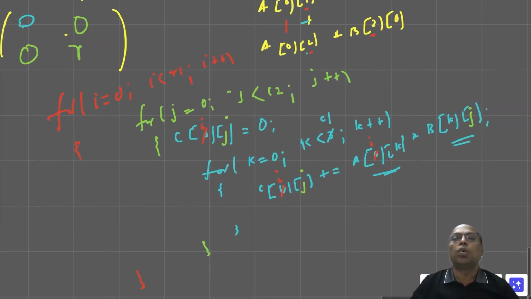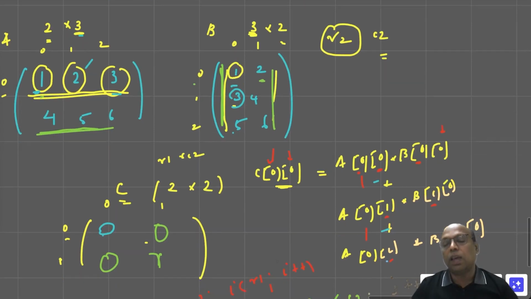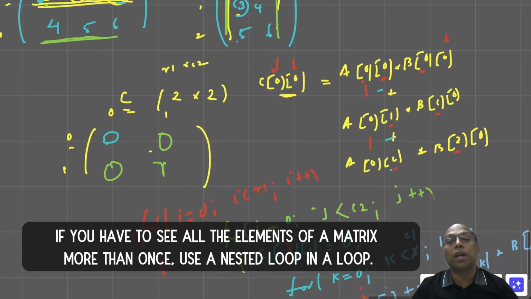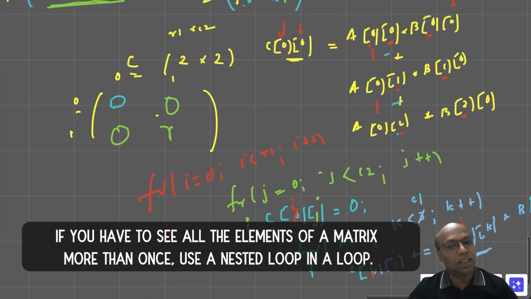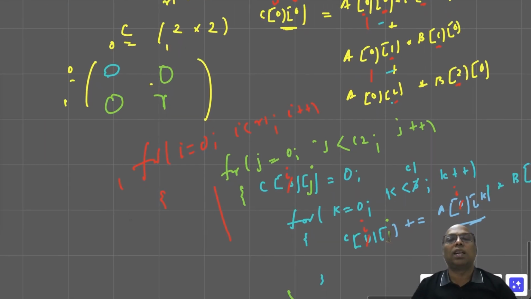Okay. Now you saw all the elements of the matrix how many times? More than once. If you want to see all the elements of the matrix more than once, use a nested loop, a loop in a loop. This is a nested loop. That's it. But first, write down what you're going to do, then you write the code. Till then, don't write the code.